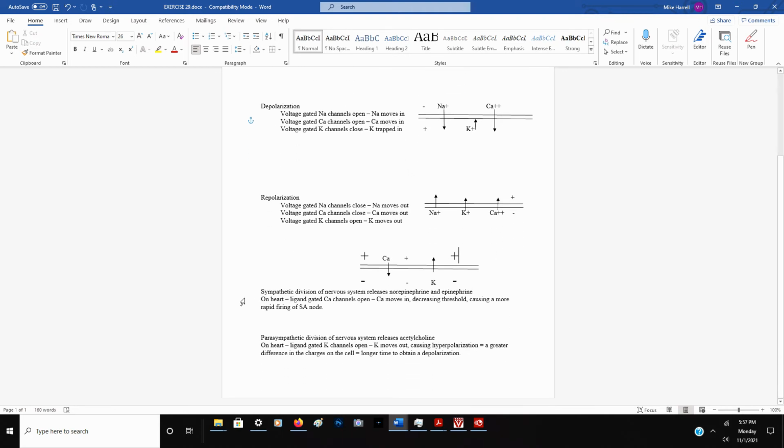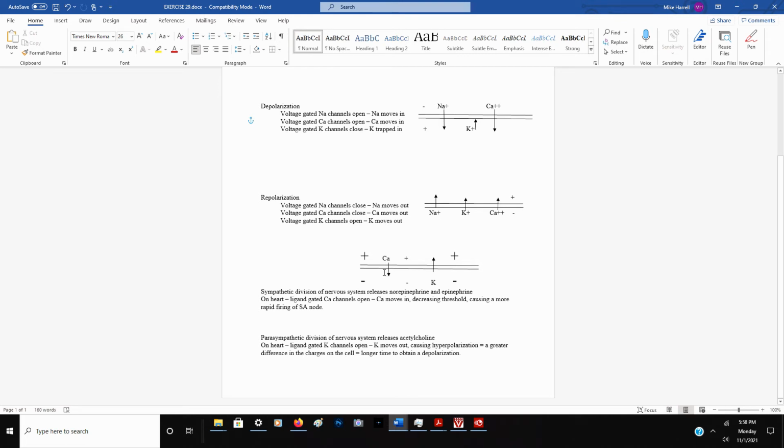Now let's look at this a little bit further and look specifically at cardiac muscle. So let's start with the sympathetic division. Remember, the sympathetic division of the nervous system is called that fight or flight division. Here's where you see sympathetic neurons releasing primarily epinephrine and norepinephrine. Well, what do those chemicals do when they get to your heart and get to cardiac cells? They specifically look for ligand-gated calcium channels and open them up. Well, if you open up the calcium channels, calcium's going to come in, right?